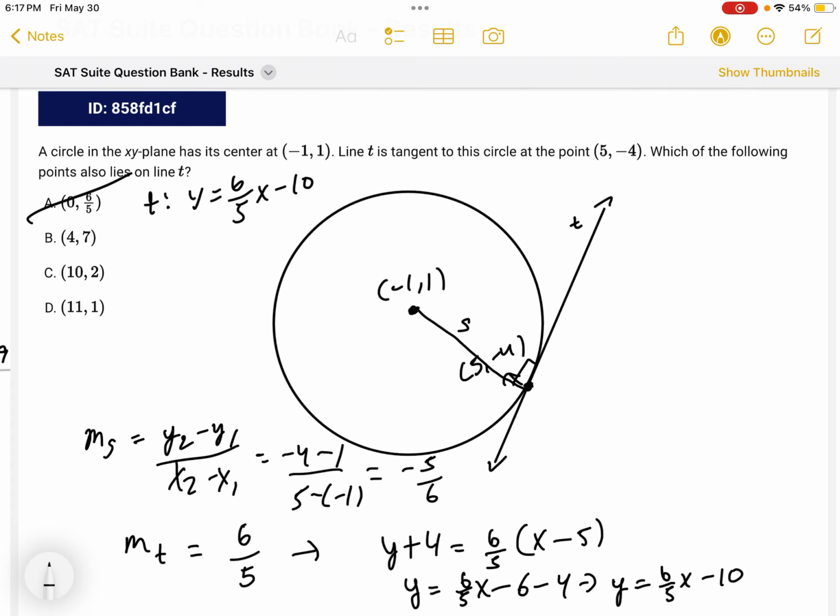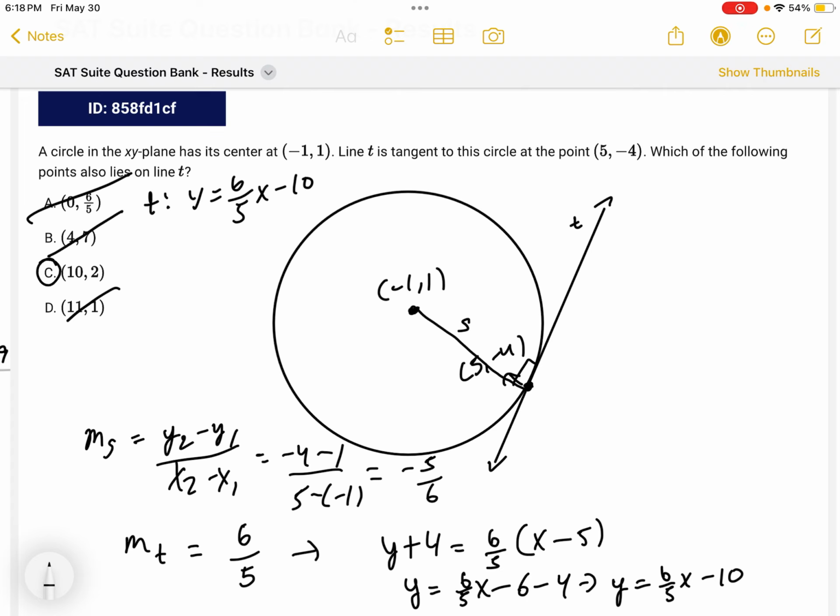Clearly not A. Our y-intercept isn't 6/5. If we plug in x equals 4, we'll get a fraction because 4 is indivisible by 5, so we won't get a whole number. So B is off the charts. Same problem with D. So C is the only option left.